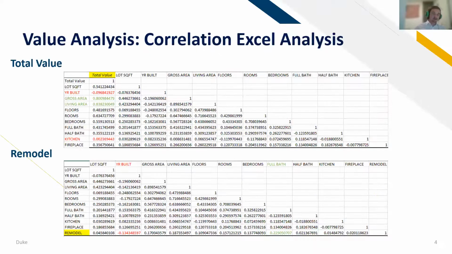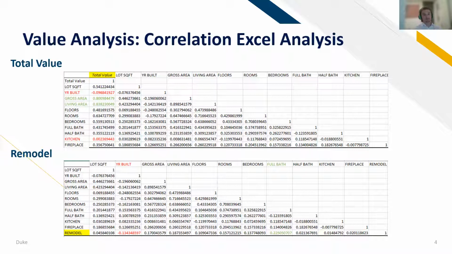So then I took this data in Excel and I decided to use one of their data analysis support tools, which is the correlation Excel analysis tool. And by doing so, I was given these two charts here. And you can see the first one is the total value chart, where total value is seen by being correlated with gross area and living area the most. And you can see that on the chart.